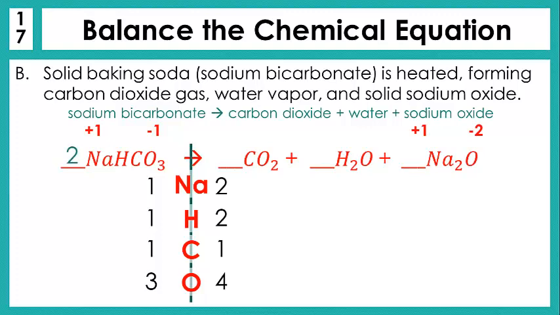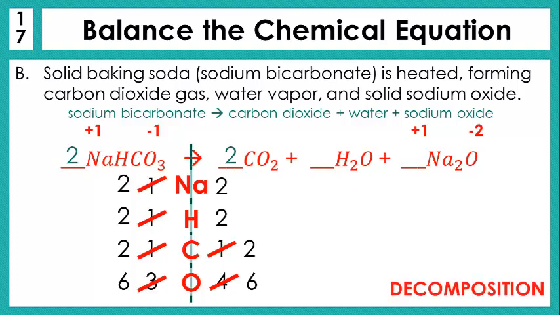So I'm going to start by putting a 2 in front of NaHCO3. So that's going to give me 2 sodium, hydrogen, and carbon, but it's going to give me 6 oxygen. So in order to fix that, if I put a 2 in front of CO2, that gives me 2 carbon, but also 4 oxygen, plus the oxygen from water and from sodium oxide gives me 6. So now we're balanced. This is a decomposition reaction.